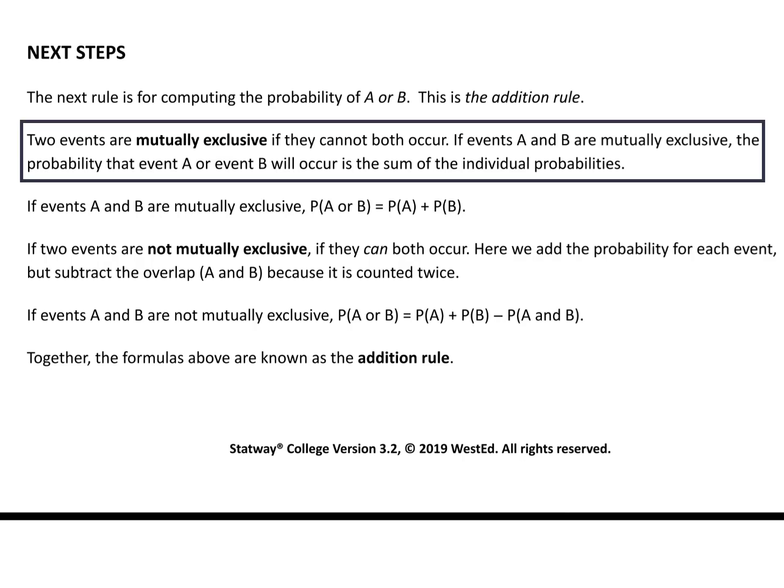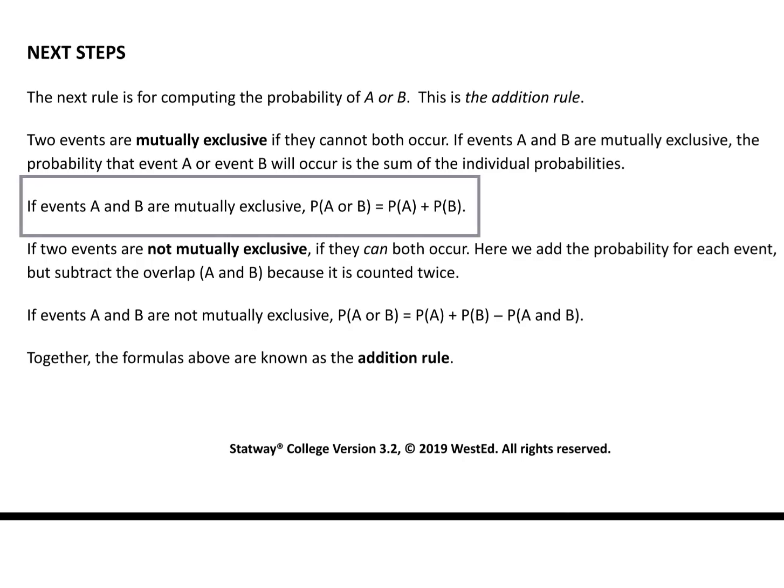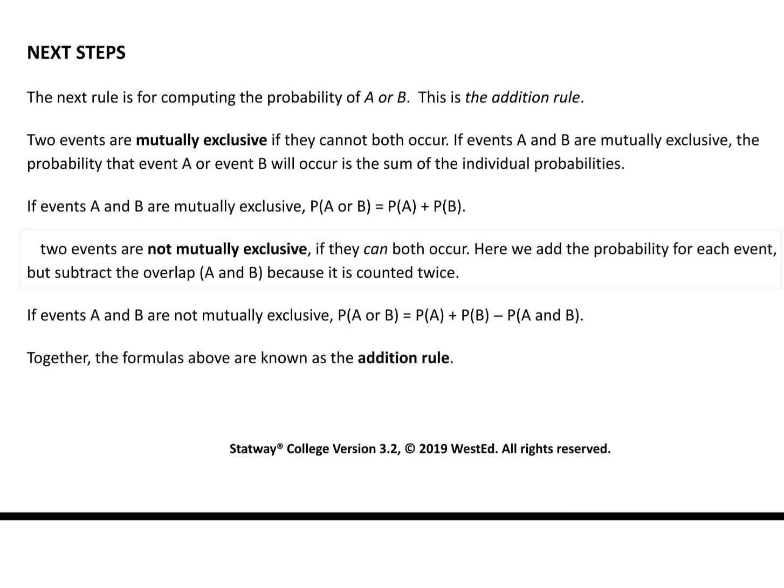If events A and B are mutually exclusive, the probability that event A or event B will occur is just the sum of the individual probabilities. If events A and B are mutually exclusive, then in mathematical notation, P of A or B is equal to P of A plus P of B.